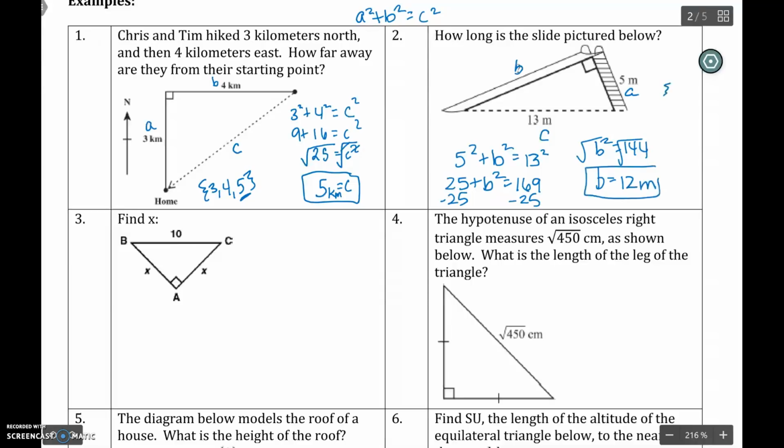And again, this one is a 5, a 12, and a 13. The 13 is on the hypotenuse, so it is the longest side, and then 5 is one of the legs, so the other one would have to be 12.